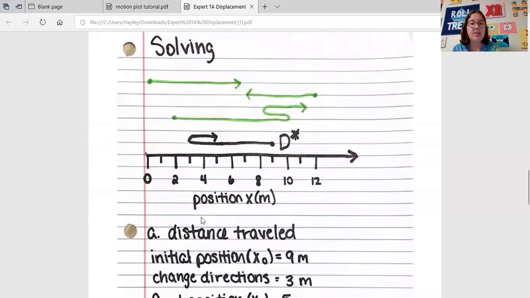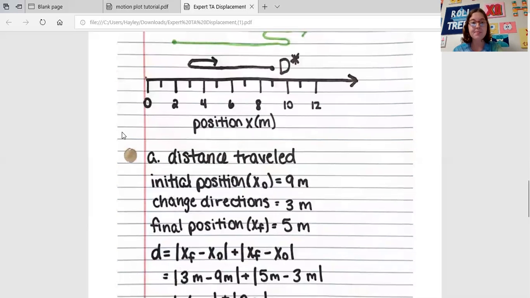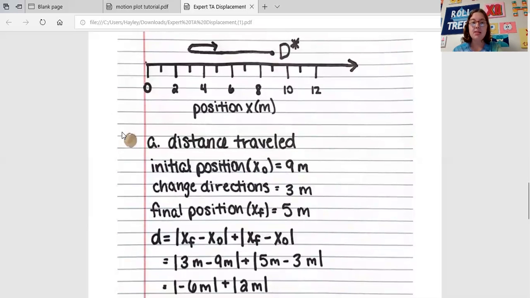So part A, we're going to be solving for distance traveled. So with this one, we're taking into account total distance here. So we need to know that the initial position is the 9-meter mark. We need to notice that the final position is the 5-meter mark. And we also need to notice this 3-meter mark where the object is changing directions, turning around and going back. So keeping these numbers in mind, we're going to solve for distance traveled.